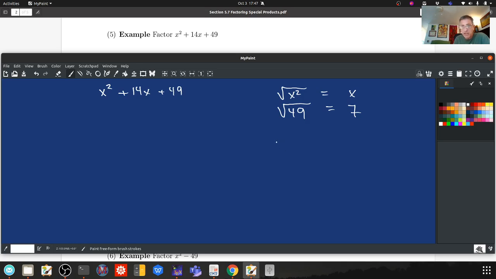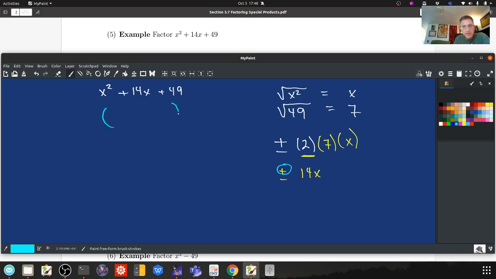So now I check plus or minus. You always add the 2. That's the big thing you can't forget. 2 times the square root of the constant term times the square root of the first term. So plus or minus 14x. Well, our middle term is plus 14x.